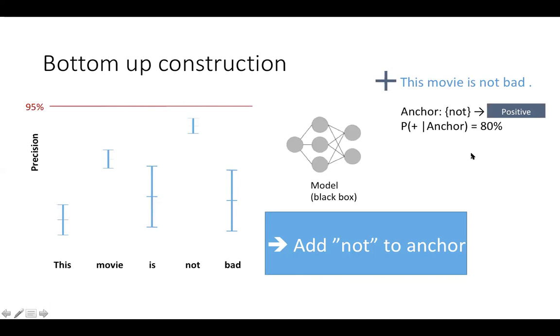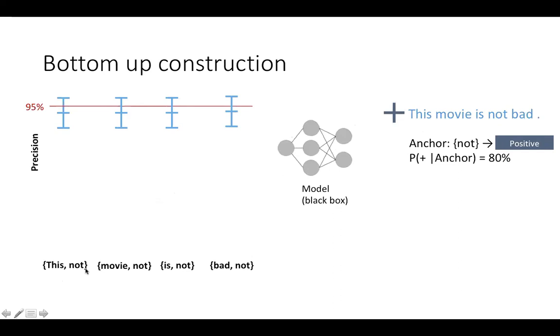So the next trick that they use is very similar to the hierarchical agglomerative type of clustering idea. So with every individual word, they add the not, okay? Replacing only the not case. This not, movie not, is not, bad not. Okay? And once you have done this and rerun the model, you see all the recomputed precisions. By virtue of including the not, all of these precisions have gone pretty high. Okay, of course, the mean has not crossed the 95% interval.